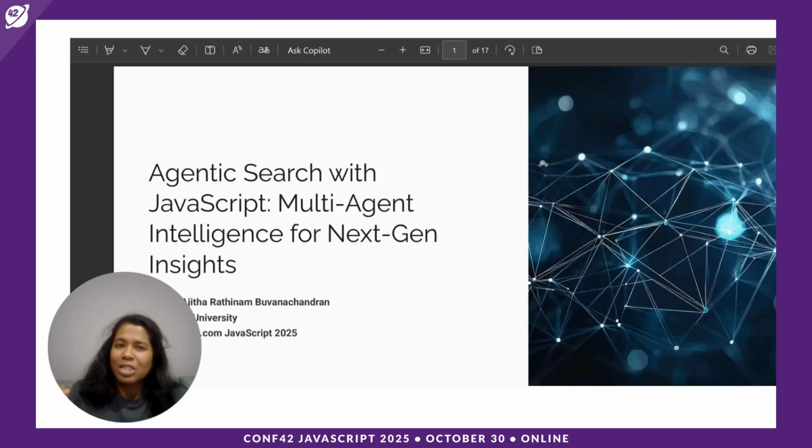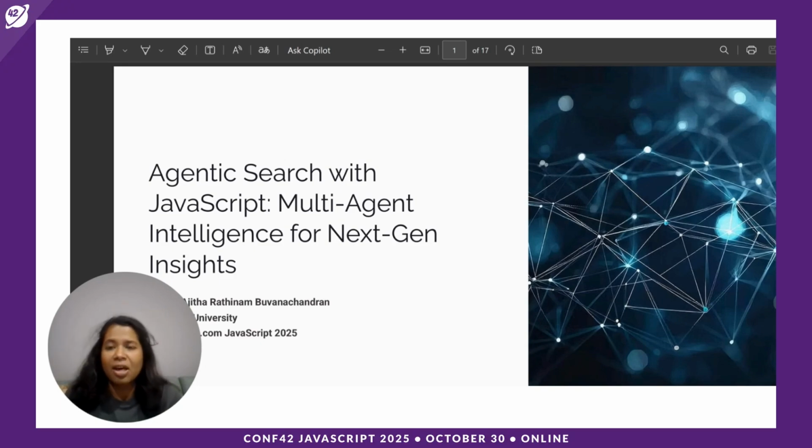I'll be taking the next 15 to 20 minutes to talk about agentic search powering next generation insights using multi-agent intelligence. Let's consider a typical enterprise scenario. Maybe there's a financial organization that manages multiple terabytes of operational data. A senior decision maker requires analysis of declining mobile banking satisfaction metrics and strategic recommendations for improvement.